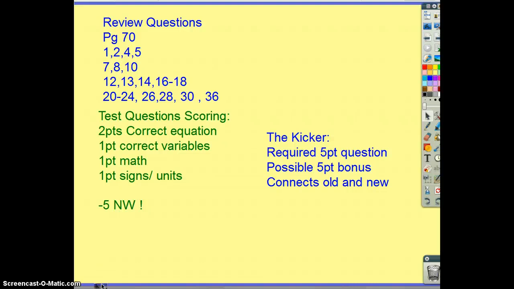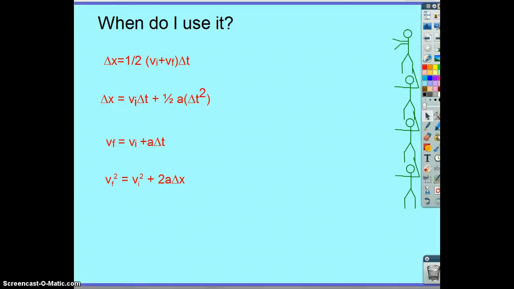Looking at 20 through 24 here. For number 20, a car traveling at 7 meters per second accelerates at a rate of 0.8 meters per square second for 2 seconds. Find the final velocity. So for this one, we are looking for a couple different things.